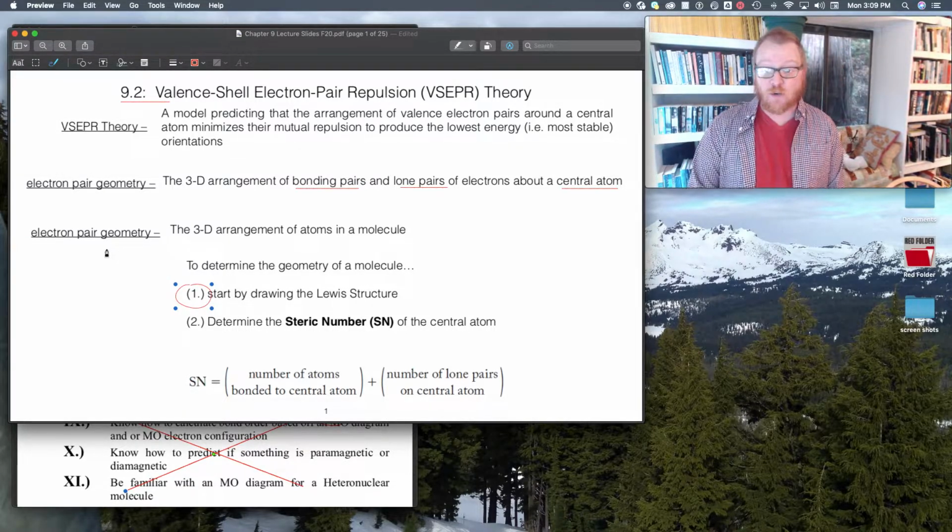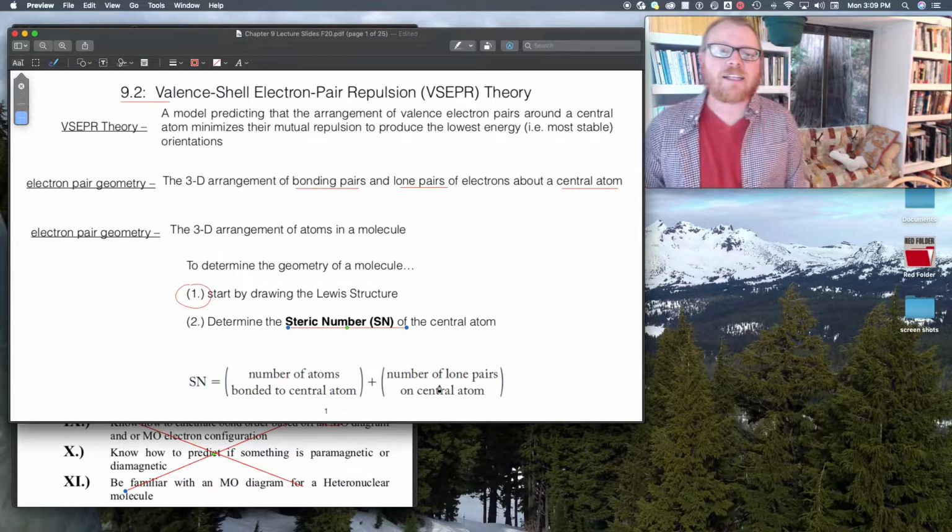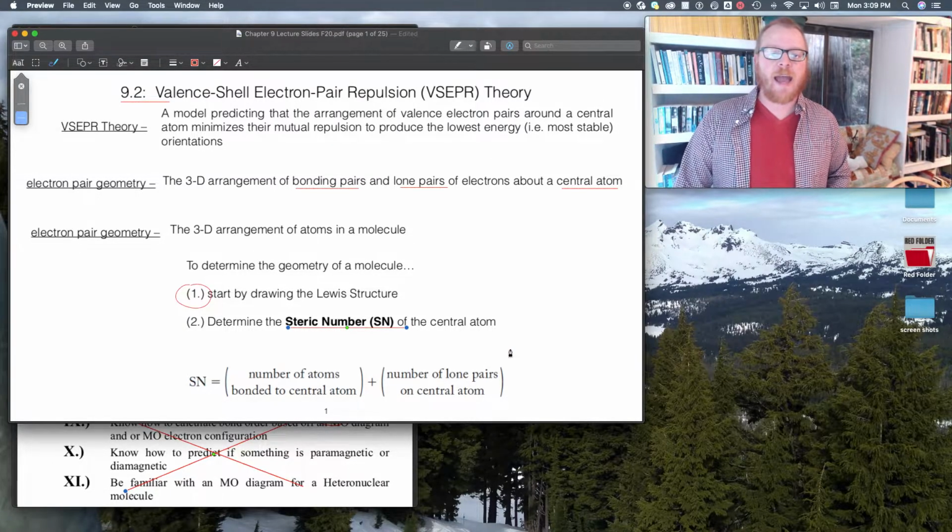So we first start by drawing the Lewis structure, okay? And hopefully you should be all good there. And once we draw the Lewis structure, we then have to determine what's called the steric number of the central atom, okay? And so that steric number is the number of atoms bonded to the central atom plus the number of lone pairs on the central atom. I really like to think of the steric number as basically the number of things around the central atom.